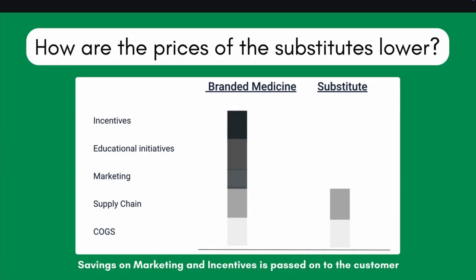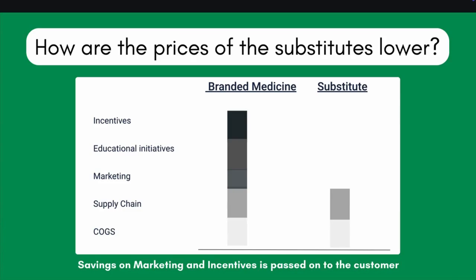So one question a lot of affiliates ask is, how are the prices of substitutes lower? And they are lower because of three main reasons. In manufacturing a medicine, you have five different costs to take it to market to the end customer. First is the cost of goods sold, which is basically how much money is needed to produce the drug. And then supply chain is taking it from the factory to the packaging unit, and from the packaging unit to the distributors, dealers, carry and forward agents, etc. So these are the common costs in all the drugs.